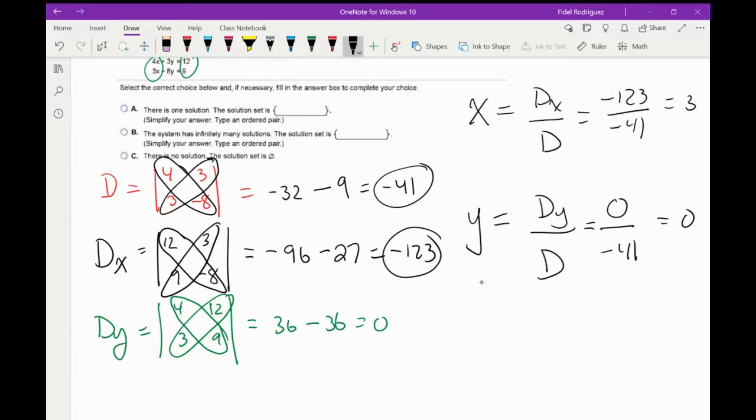And so our solution is my ordered pair. Remember, every point is going to be written in the form x and y. And so the x number was 3 and the y number was 0.